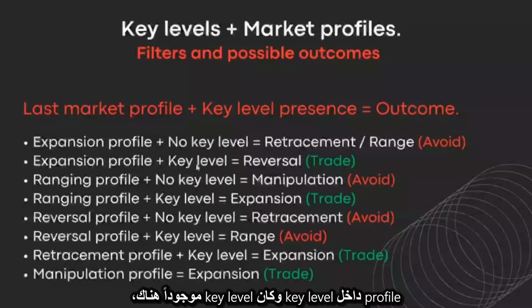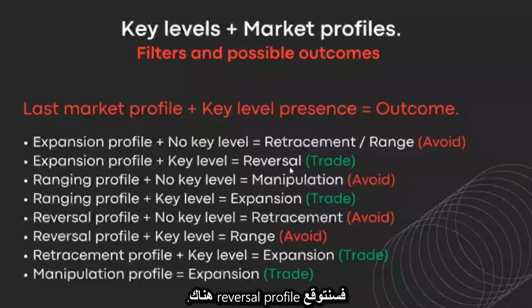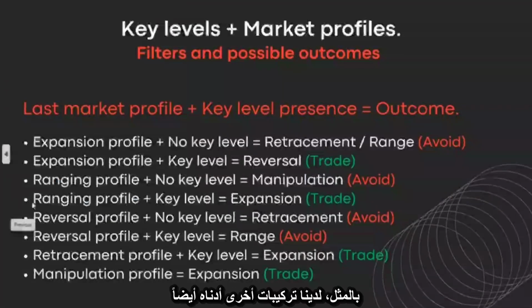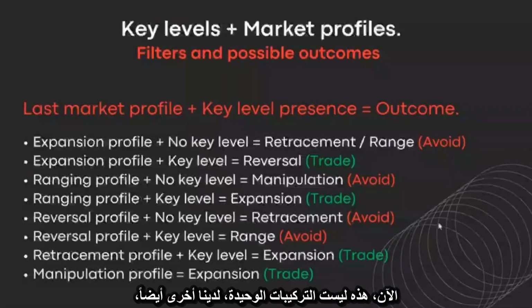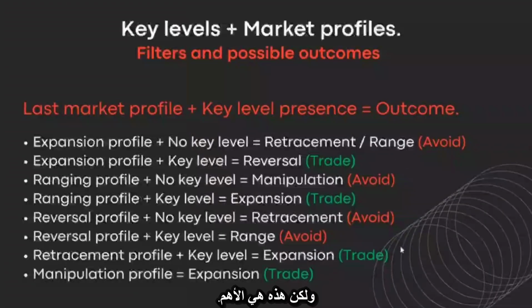Similarly, if the expansion profile has ended inside a key level and a key level is present there, then we're going to expect a reversal profile there. And as I said before, we're going to trade that because it's a reversal profile. Similarly, we've got other combinations below as well that can potentially refine your understanding even further, right? These aren't the only combinations, we've got others too, but these are the most important ones, and you must note them down and remember them to improve your understanding.